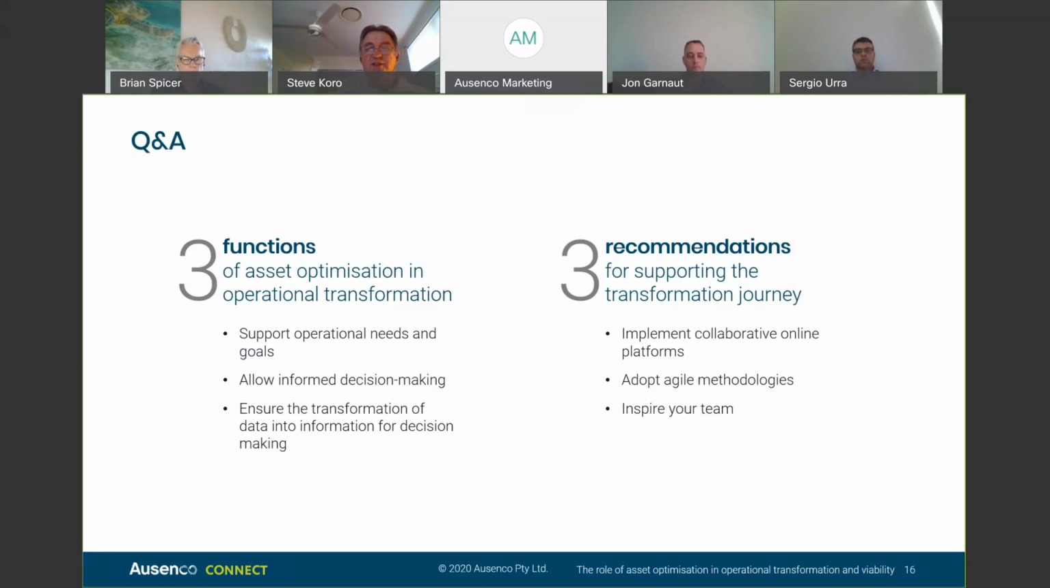Okay, another question. Is there any benefit in gaining certification to the asset management standard? Good question. The standards now, well, we used to have in years gone by PAS 55, which is a British standard, and that used to be the only standard that was available for asset management. And then the ISO 55000 series came in a few years ago.